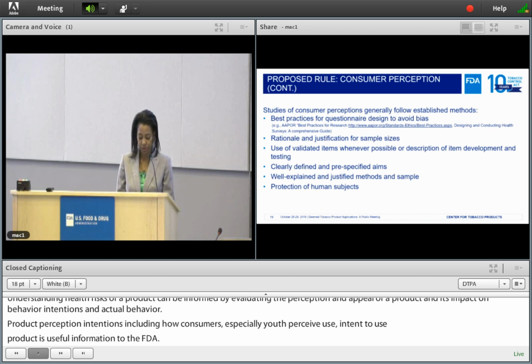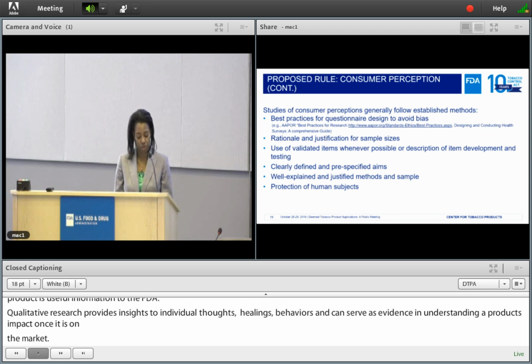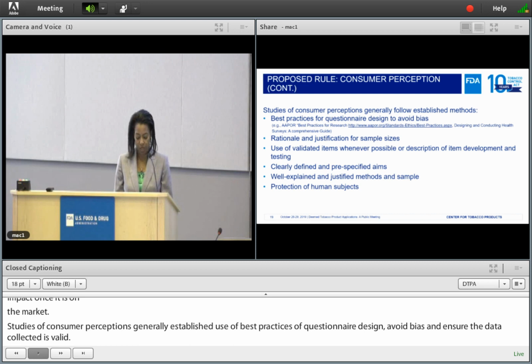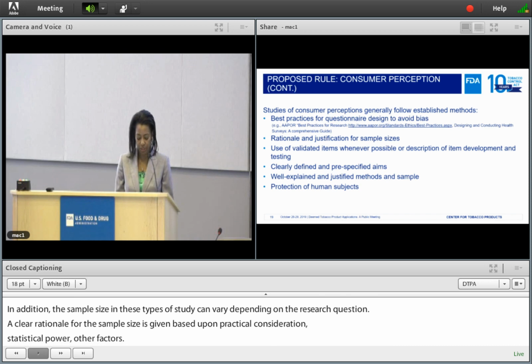Studies of consumer perceptions generally follow established methods, such as the use of best practices for questionnaire design to avoid bias and to ensure that the data collected is valid. In addition, the sample size in these types of studies can vary depending on the research question, but usually a clear rationale for the sample size is given based upon practical considerations, statistical power to detect effects, and other factors. The use of validated items whenever possible allows for the data collected to be compared to other studies and also ensures that the data collected measure what they are intending to measure.